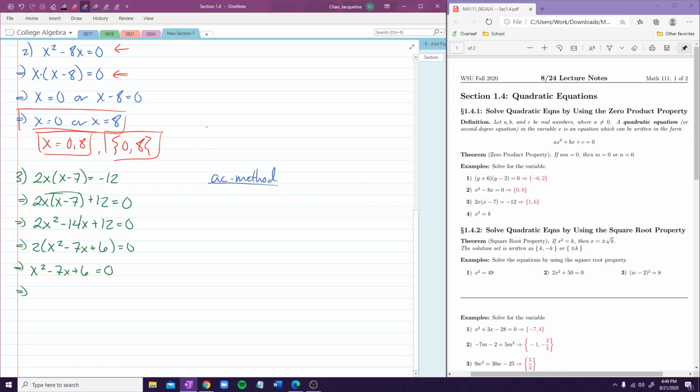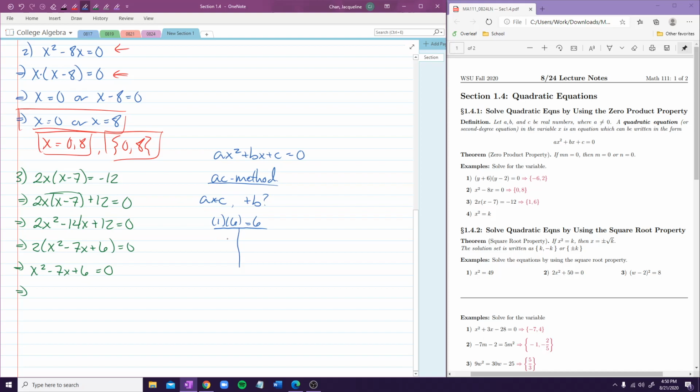Right, so the AC method, what does that mean? So when you use the AC method, you're considering ax squared plus bx plus c is equal to 0, right? And you're going to ask yourself, what two numbers multiply to be a times c, and then add to be b? Right, so I usually make a chart. Okay, and what are we doing? We're doing a times c, which is 1 times 6.